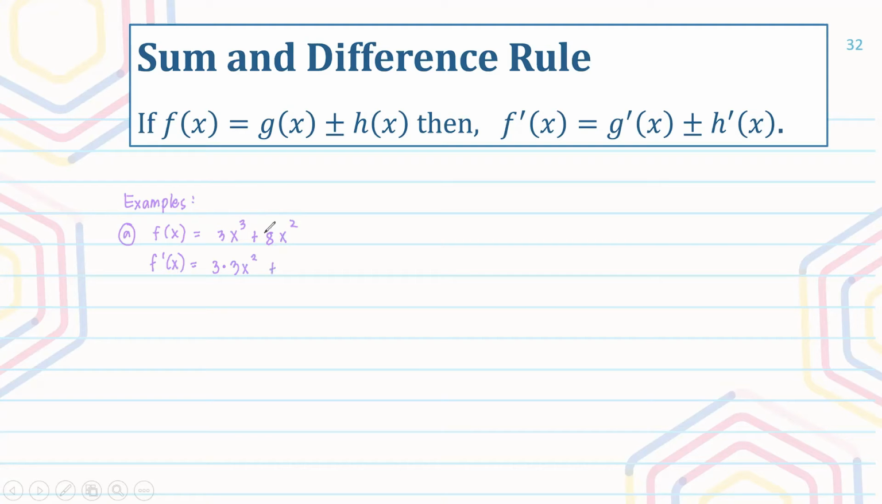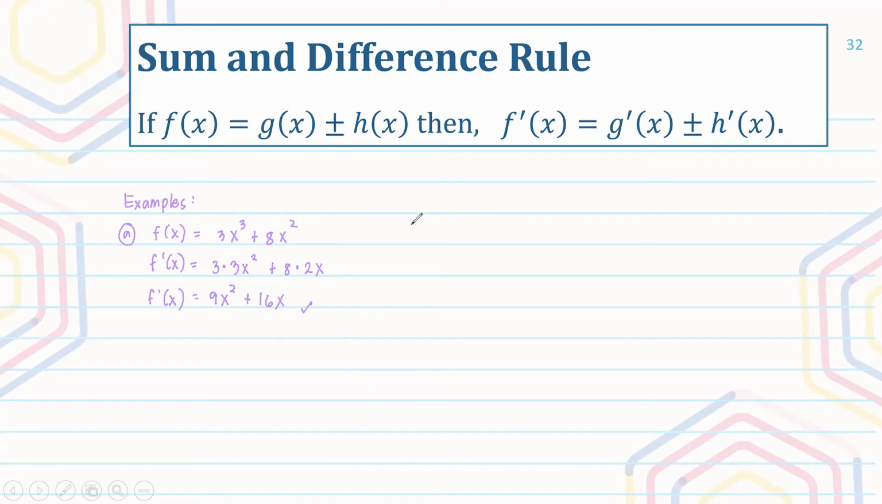Okay, plus still 8x squared, we have here the constant multiple rule. So you have 8 times the derivative of x squared, which is just 2x, 2 minus 1 is 1. Now you simplify, so we have f prime of x is equal to 3 times 3, that's 9x squared, plus 8 times 2, that is 16x. And this is our final answer.